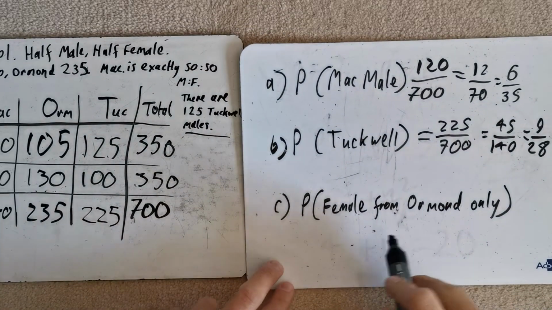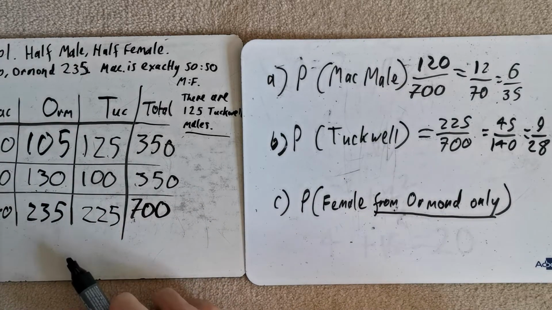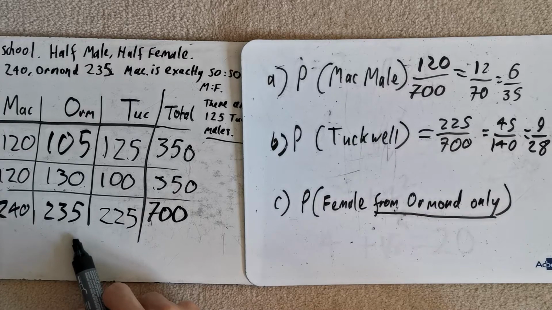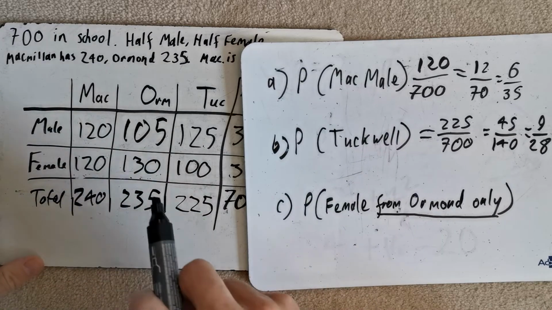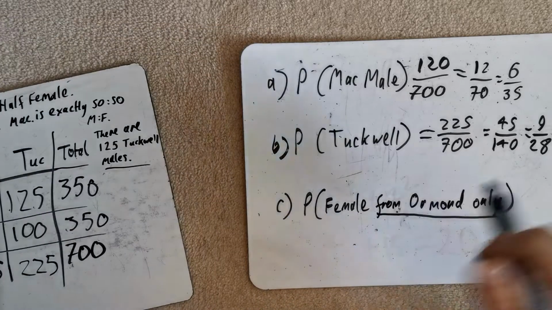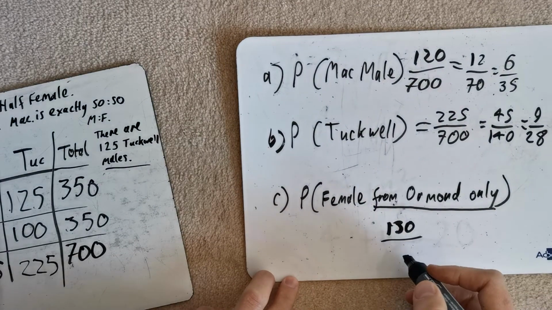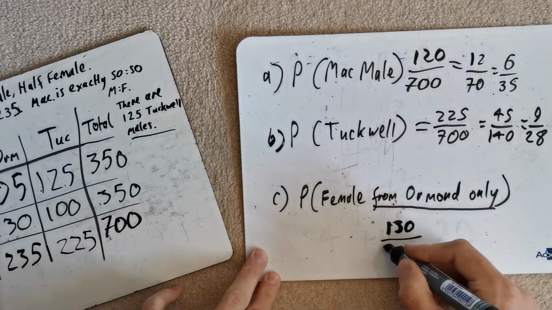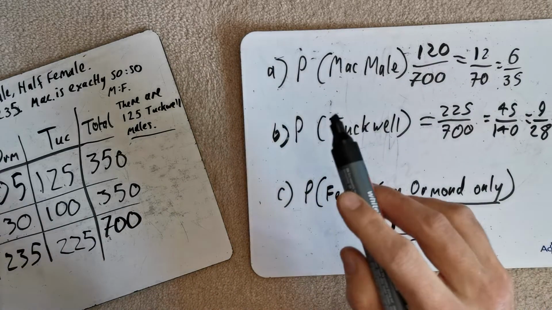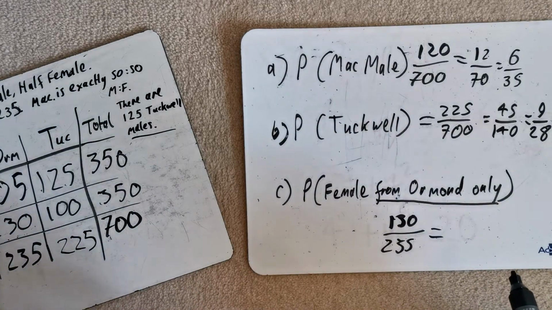Probability of female from Ormond only. Okay, so we're only looking at the Ormond students. So female, which one was that? So that is the 130 out of the 235. So 130 females out of the Ormond students only. So 130 out of 235, because we are only looking at the Ormond ones. It's not saying out of the whole thing. So 130 out of 235.